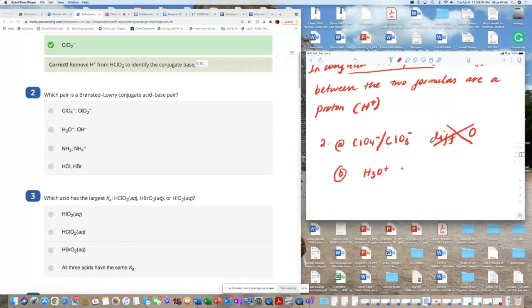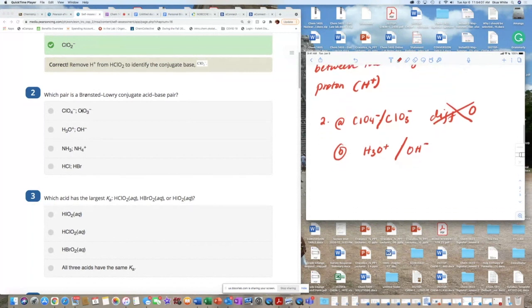Part B, H3O plus and OH minus. Let's see. The difference here, I'll start with every element. I have 3 hydrogens here, I have 1 hydrogen there. So it looks like I have 2 hydrogens. And then there's a positive here and a negative here. If I add one positive to the one on the right, it will give me 0. So it looks like two hydrogens, two positives.